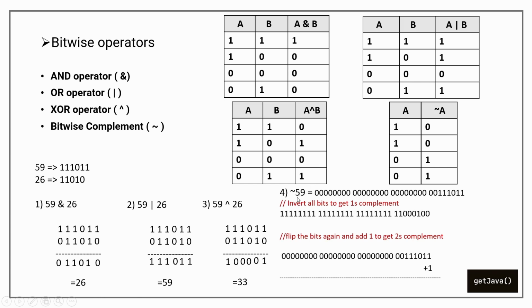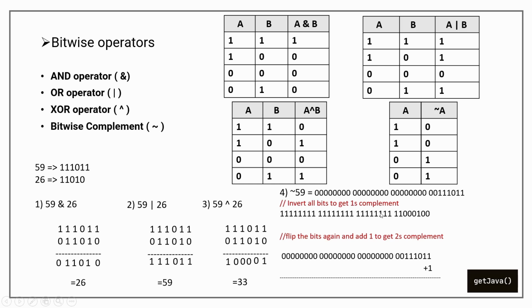Now to get the complement of 59, there are two steps involved. First is invert all the bits to get ones complement. So what is ones complement? Ones complement is basically inverting all these bits. That is called ones complement. So take this bit, invert it to 0 if it is 1 and invert it to 1 if it is 0. So 1 will become 0, again 1 will become 0. Here we have 0, so it will become 1. So triple 1, we will get 3 zeros, and remaining all the bits are 0, so remaining all bits will become 1. So this is called ones complement.